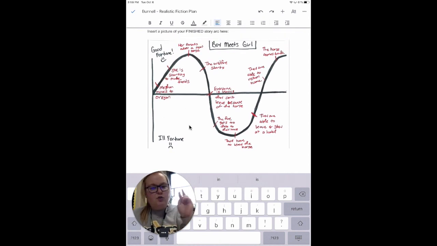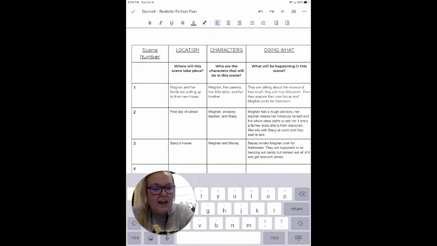Like I said, I'm going to do 2 different scenes for that. Okay, so for my second 2 scenes, I'm going to do Megan's first day of school. So her first day of school, and the characters that are going to be there is Megan, her advisory teacher, and then Stacy, which is going to be eventually her best friend. So Megan has a rough advisory. Her teacher makes her introduce herself, and the whole class starts to ask her if she's a farmer since she's from Wisconsin. She does sit with Stacy at lunch, and they start to talk.